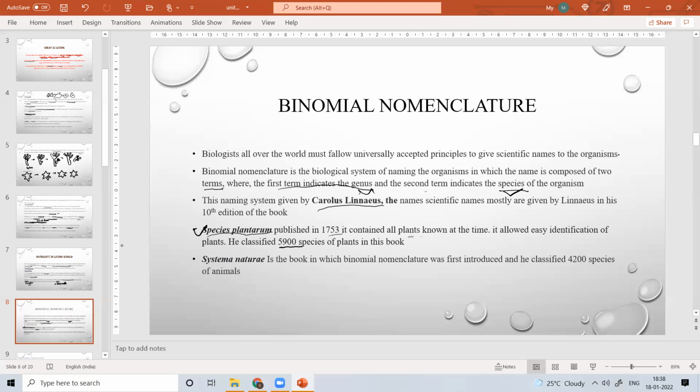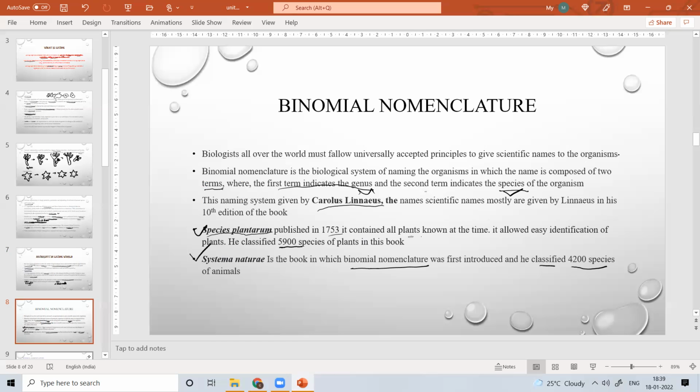The other popular book is Systema Naturae. This book was also written by Carolus Linnaeus, and he described and classified 4,200 species of animals. He was able to classify these many species of animals in his book called Systema Naturae. He also mentioned binomial nomenclature in Systema Naturae.